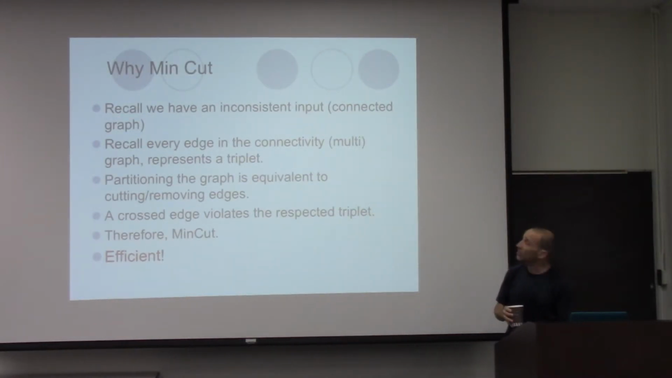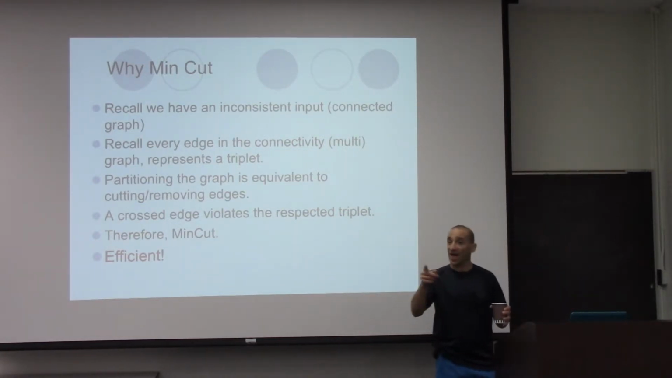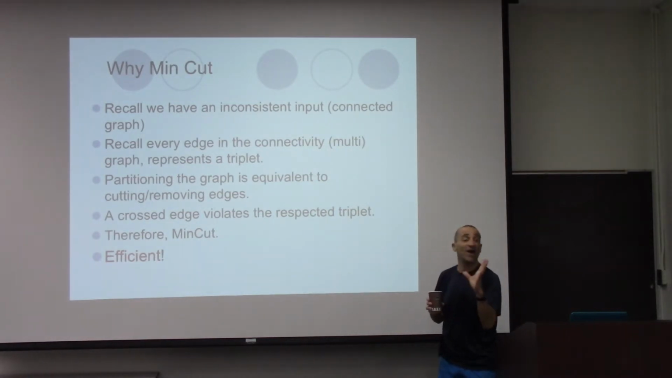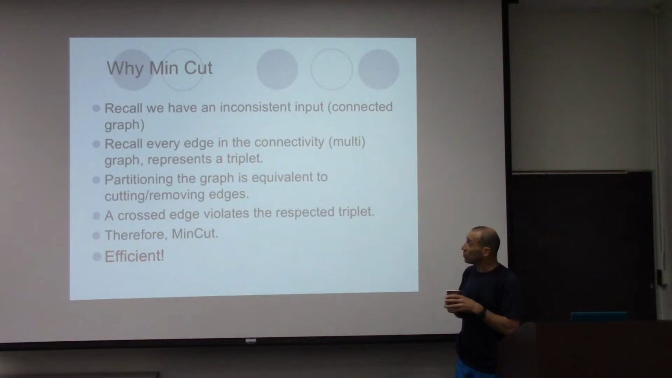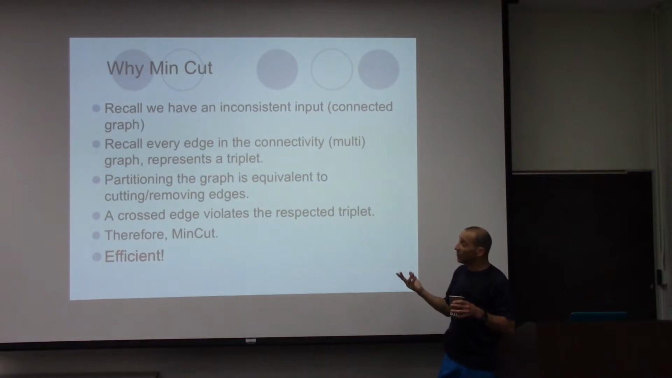Okay, so actually, why min cut? So recall we had an inconsistent input, a connected graph. Recall every edge in the connectivity graph represents a triplet. We went triplet by triplet and added edges, correct? So partitioning the graph is equivalent to removing edges. We cut these edges, we violate these triplets. So a cross edge violates the respective triplet, and therefore min cut.